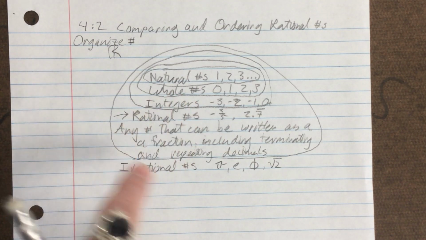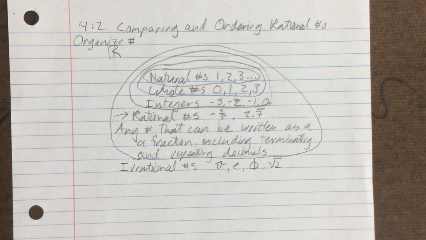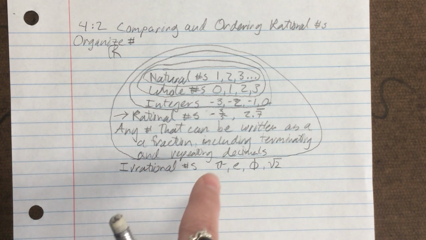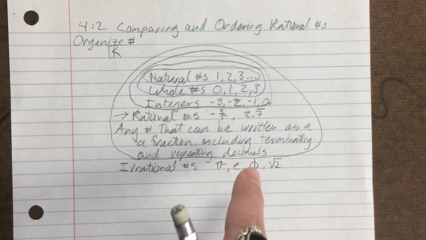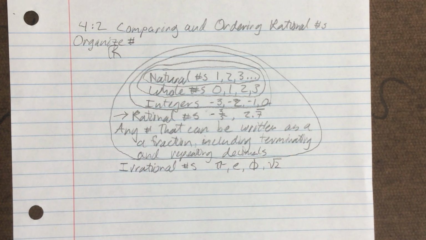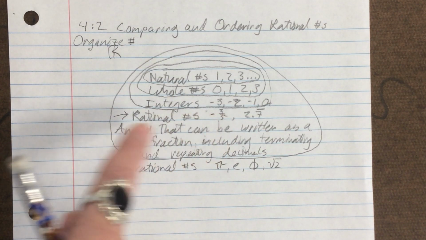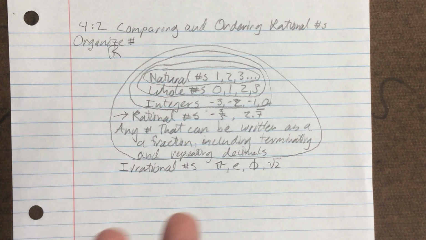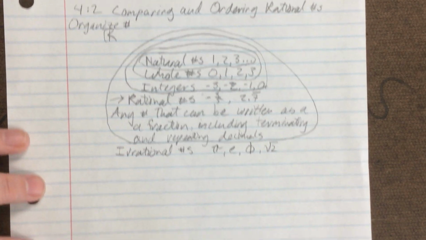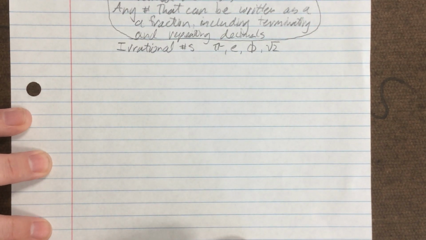And then the group that we're not even going to get to until probably 9th grade are the irrational numbers. We talked about these before. Those are like pi or e or phi or anything that's not a perfect square root. So look at that, you've almost made it through all the groups of numbers. Well done.